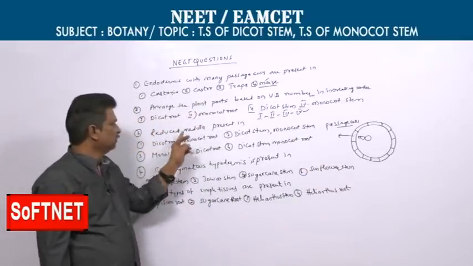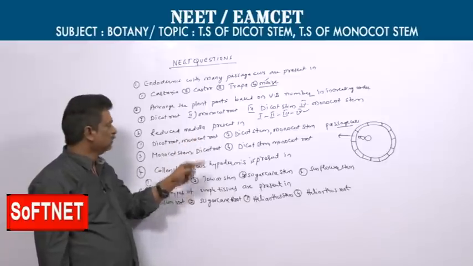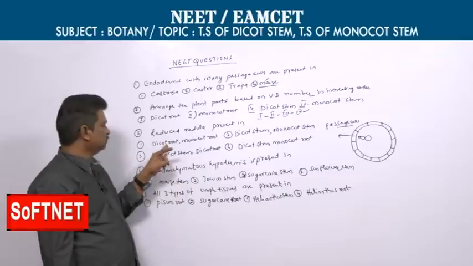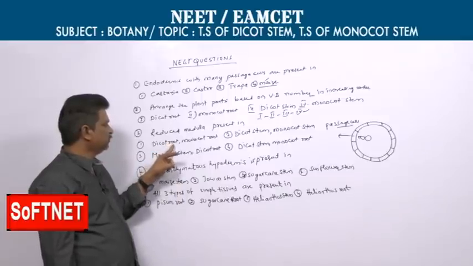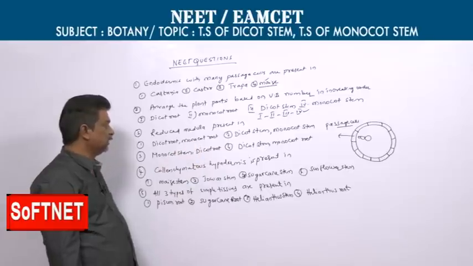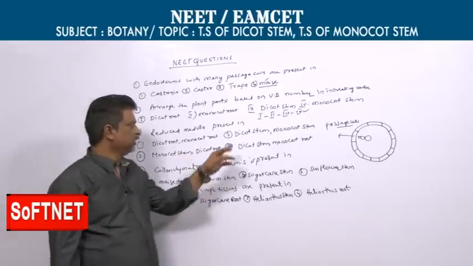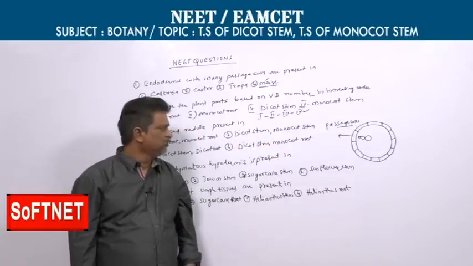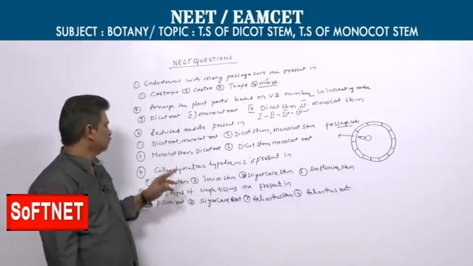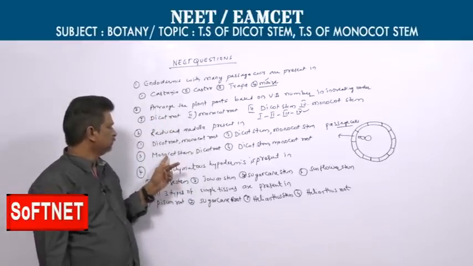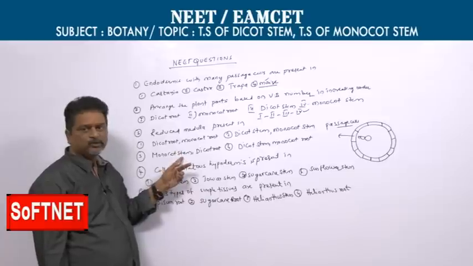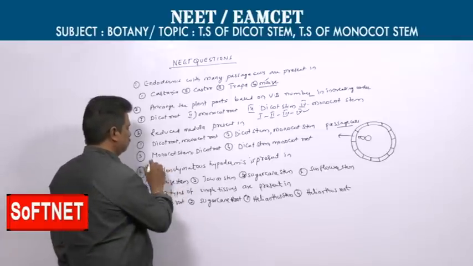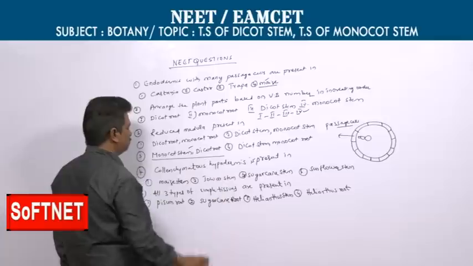The next one, reduced medulla. Here, reduced medulla: dicot root, medulla is reduced, but monocot root, enlarged. Dicot stem, enlarged medulla. Monocot stem, reduced or absent. So, my answer is monocot stem, reduced or absent, or even dicot root, reduced or absent. So, the answer is third.